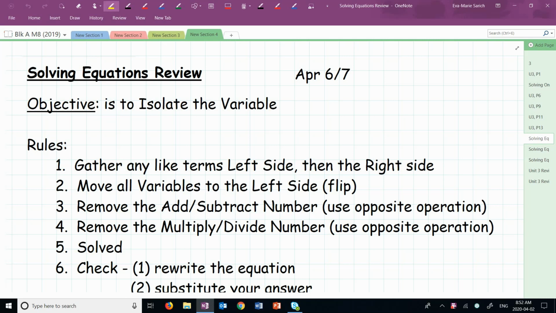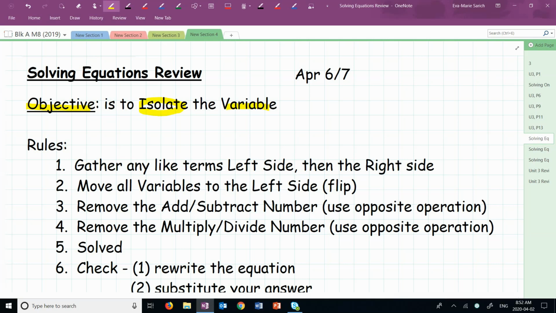So just as a reminder of what our objective is, our objective in solving an equation is to isolate the variable. That means we want to get the x or the y all by itself. So we're trying to get rid of numbers and brackets and anything else that's next to that variable. So just a quick run through of the rules that we have gone through so far.